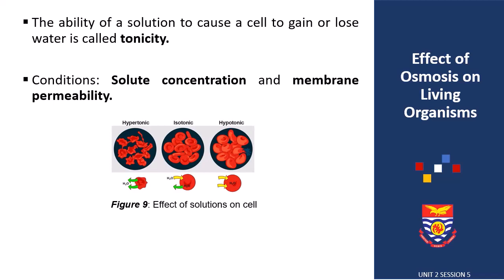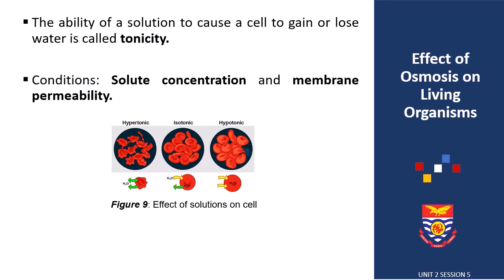So when a cell is placed in a hypertonic solution, for example, an animal cell that lacks a cell wall, the cell will tend to lose more water, or water will leave the cell into the solution, and by so doing the cell will shrink and therefore could die as a result.